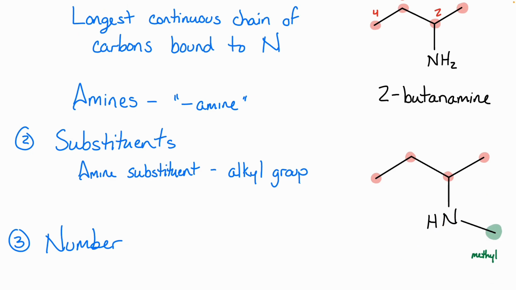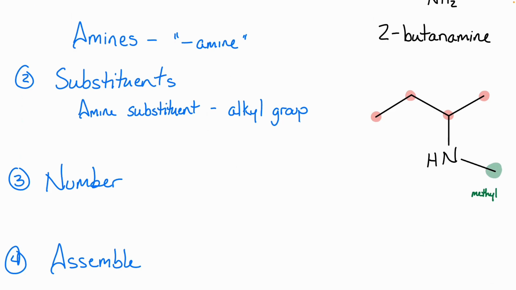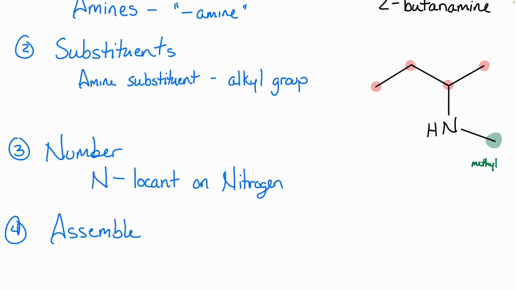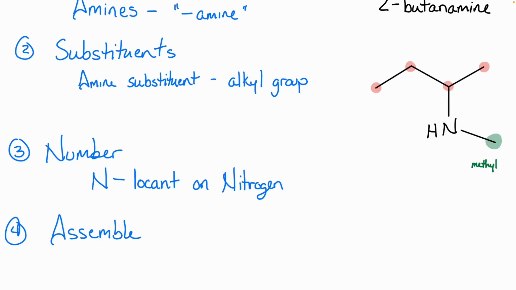All right, but then how am I going to build it into my name? How do I indicate where that alkyl group is? If it was sticking off of our parent chain, we would have the locant of our parent chain, the number carbon that it's on, right? In this case here, we're not going to number it. We're going to indicate its location using an N. That is our locant on our nitrogen. So when I build this into my name here, this is N-methyl-2-butanamine.